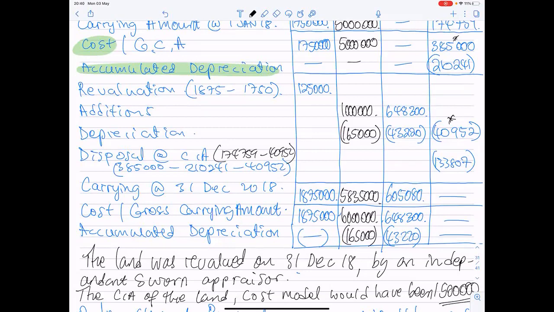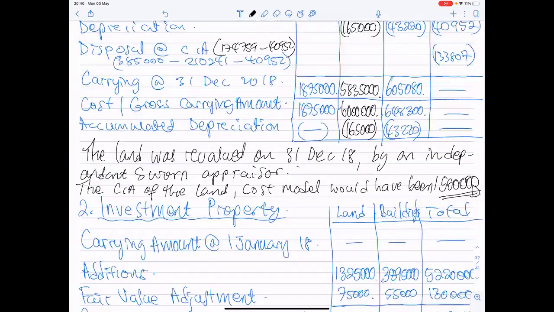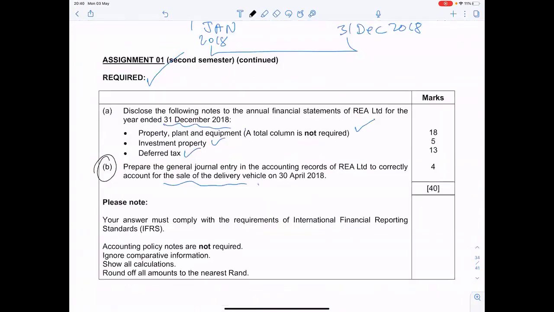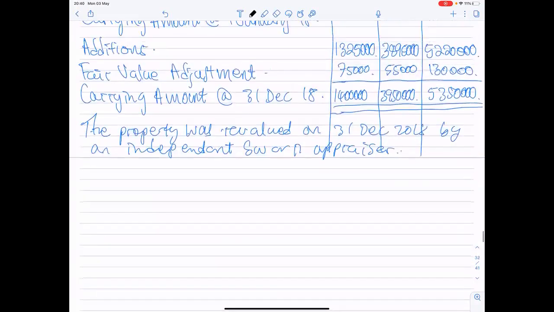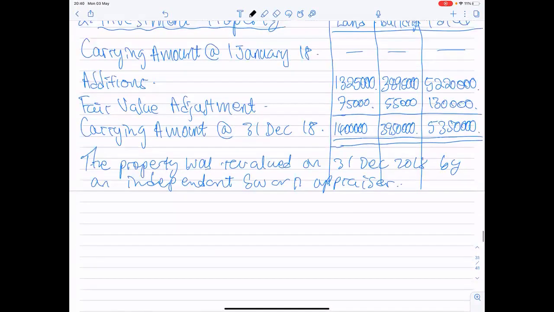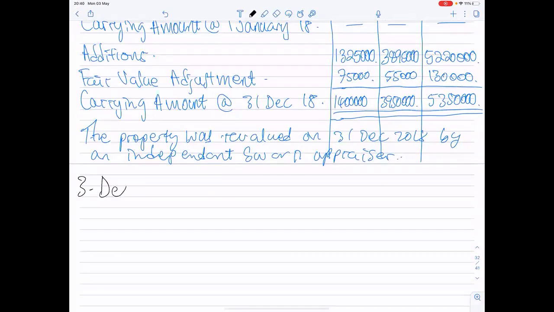Okay, so then it's done. Then the next part was saying disclose deferred tax. Now, our deferred tax, that's point number 3. You did deferred tax with Tulisan in FAC3701. Maybe you're doing it now. So you should be able to teach me deferred tax.